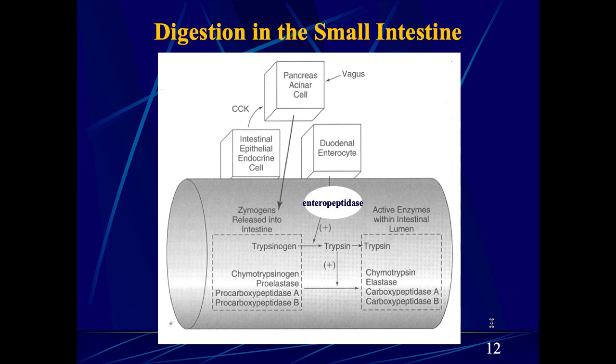So I want you to just remember one of these. Enteropeptidase starts the process of converting zymogens to active enzymes. Okay? So here's how it does it. Enteropeptidase converts trypsinogen to trypsin. And trypsin can convert the others.